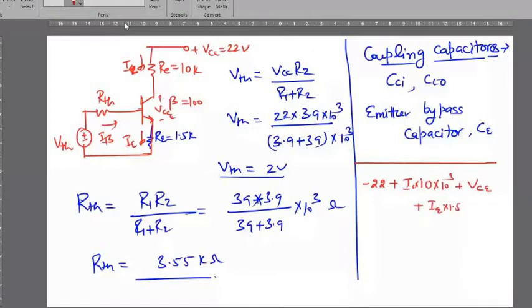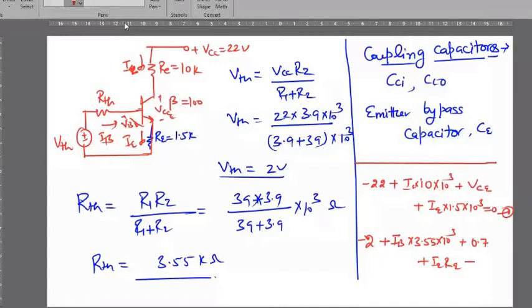And you can apply KVL at the input loop, then it will be minus VTH 2 volt plus IB into 3.55 into 10 raised to the power 3 plus VBE, and this voltage value will be 0.7 because it is not given, and we consider that the transistor is working in the active region. Then plus IE RE equals to, you can put the value of RE.